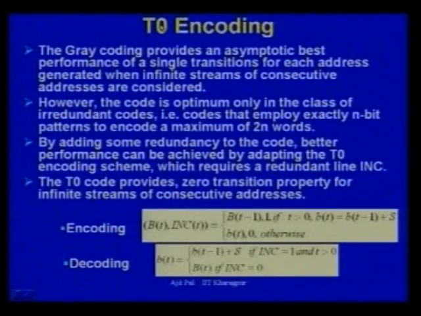Another important coding technique is T0 coding. What is T0 coding? It is zero transition coding. So the other side is now intelligent. If you are sending consecutive data, you do not make any changes on the bus. You only tell the other side: increment, increment, keep on incrementing. That is what is being done in T0 encoding.